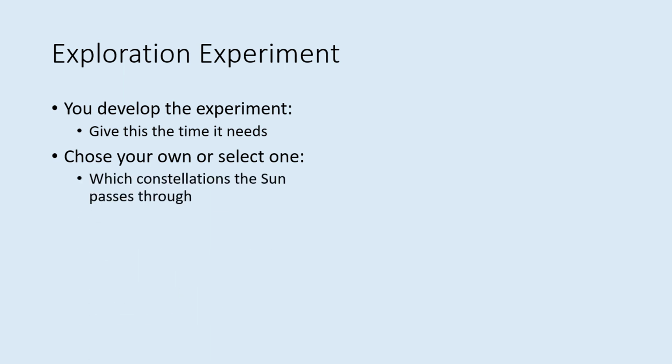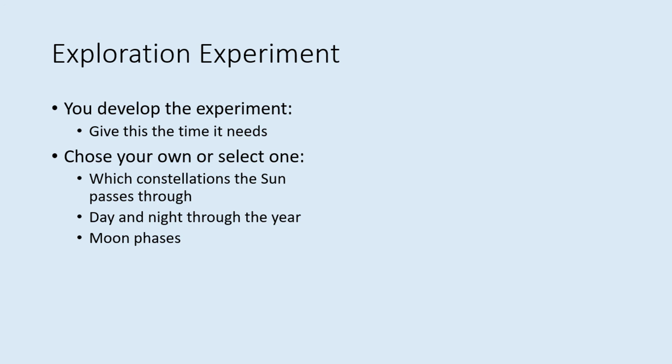You're welcome to come up with your own exploration experiment, but if you do, you should probably check it with your instructor to make sure it's doable with the tools you've got. If you don't have your own suggestion, we've listed several possibilities here. One is for you to determine which constellations the sun passes through each year and which date it goes through them. Another one asks you to figure out how the amount of daylight and night change through the year.